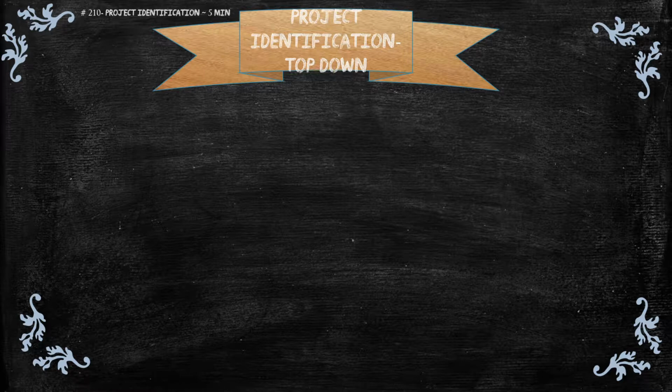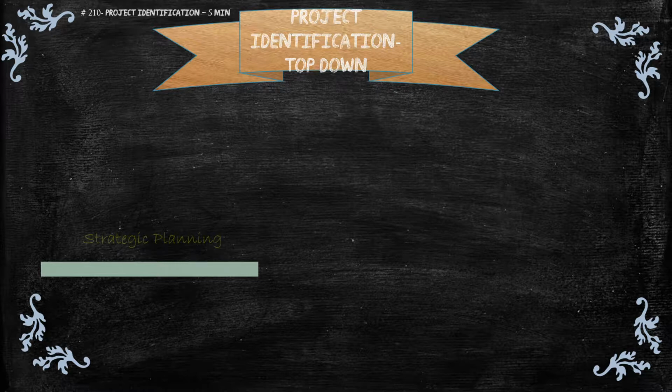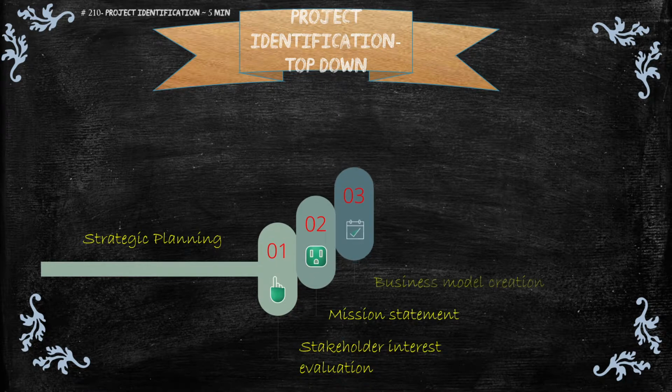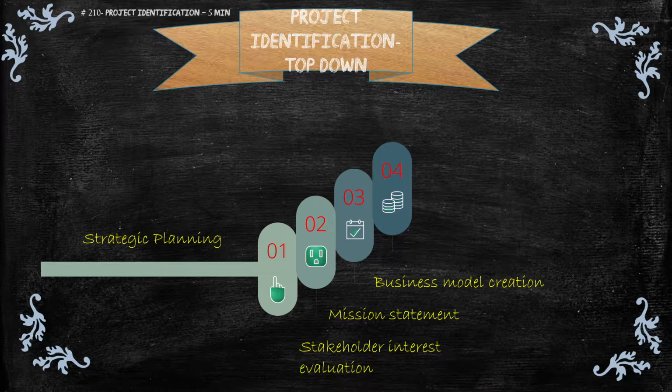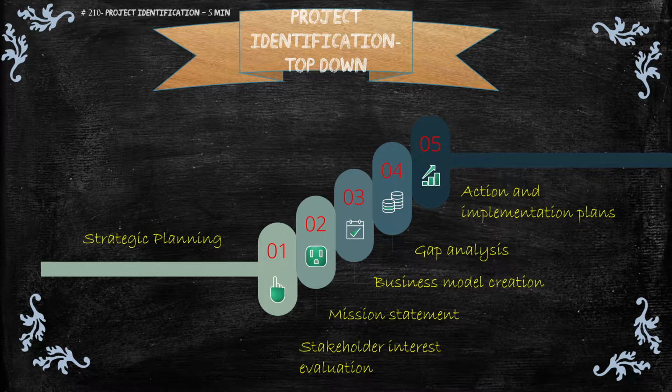The top-down approach starts from the board of the organization, which does strategic planning. A typical organizational strategic planning process looks like this: creation of a strategic plan roadmap, stakeholder interest assessment, formulation of a mission statement, creation of a business model including funding plans, gap analysis, creation of action and deployment plans throughout the organization using quantifiable performance measures and clear owners and timeframes. This gives us the big why, or the business objectives.